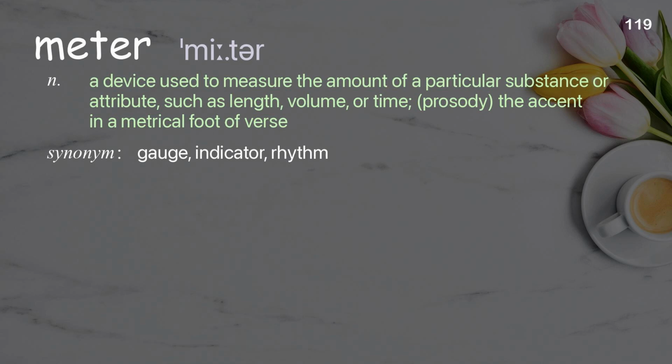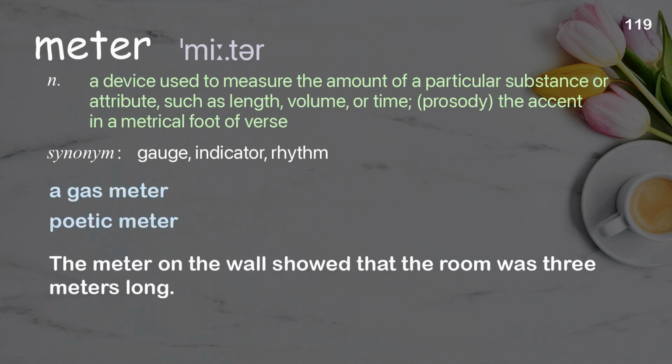Meter. A device used to measure the amount of a particular substance or attribute, such as length, volume, or time. Prosody, the accent in a metrical foot of verse. Examples: a gas meter, poetic meter. The meter on the wall showed that the room was 3 meters long.